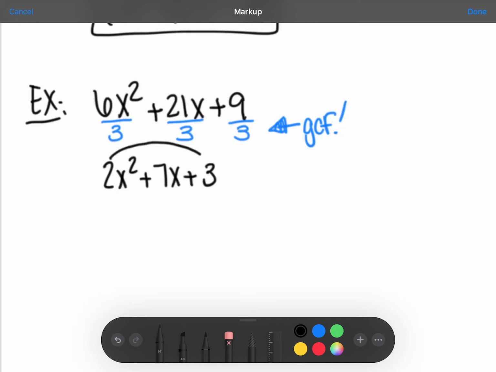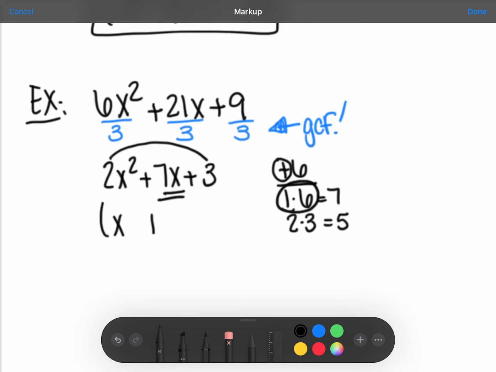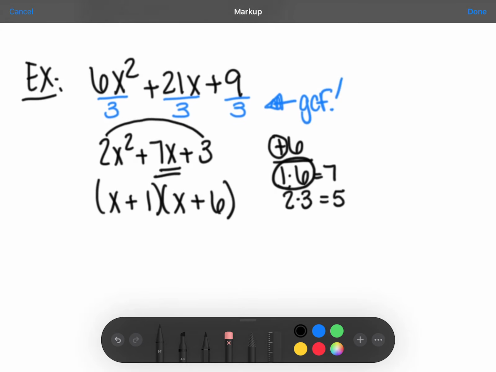And so I'd say 2 times 3 is positive 6. Factors of 6 are 1 and 6, 2 and 3. I'm looking for a 7. So when I add, because I know I'm going to add because of that plus sign there, I get 7 and 5. So my winning answer is 1 and 6. So x something 1, x something 6. I need a positive 7. So it will be a plus 6 and a plus 1. That gives me a positive 7. When I multiply, I get a positive 6.